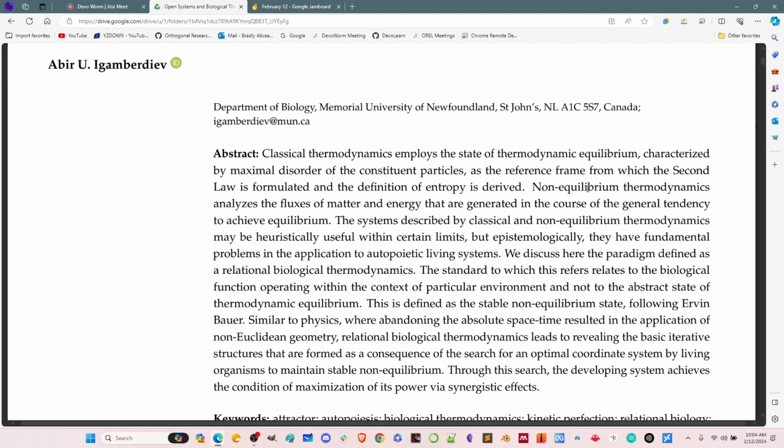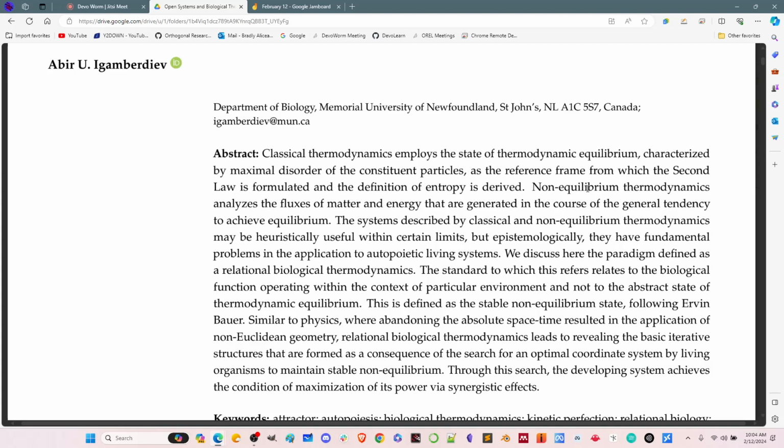So non-equilibrium thermodynamics analyzes the fluxes of matter and energy that are generated in the course of the general tendency to achieve equilibrium. So the whole point of life, I guess, is to achieve equilibrium. So when you have energy coming in, it's a means to maintain equilibrium. So systems, like for example physiological systems, are often said to be in homeostasis. And homeostasis is this equilibrium with respect to thermodynamics. Now you have non-equilibrium thermodynamics because you have fluxes of energy.